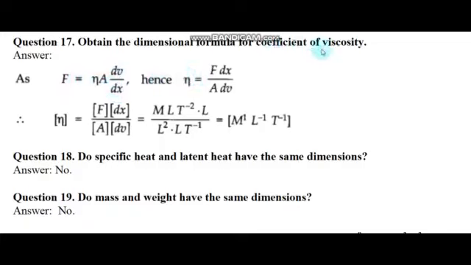Here the coefficient of viscosity is given this symbol. So coefficient of viscosity is equal to, since the denominator value multiplies, force into displacement divided by area into velocity. First set the dimensions for everything. What is the dimension of force? MLT power minus 2. Then displacement, it's a meter, so L. Area, meter square, so L square. Then velocity, meter per second, so length by time, that is LT power minus 1.